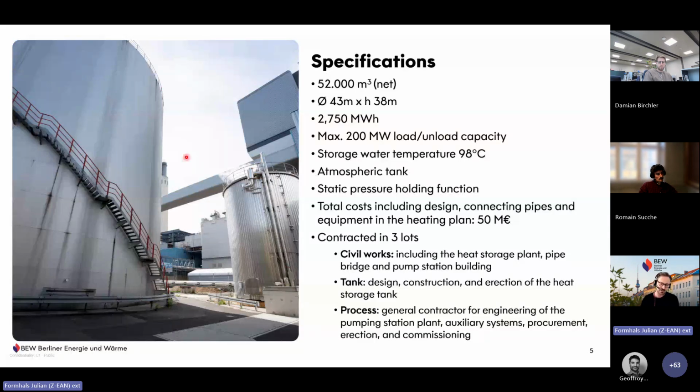The storage is atmospheric, so it's not under active pressure, which results in a maximum temperature of about 98 degrees. And since we have this quite nice height of 38 meters, we can use it for a static pressure holding function for our district heating system as well. So this means we can replace another pressure holding system with this passive function of the storage, which is an additional value to our project.